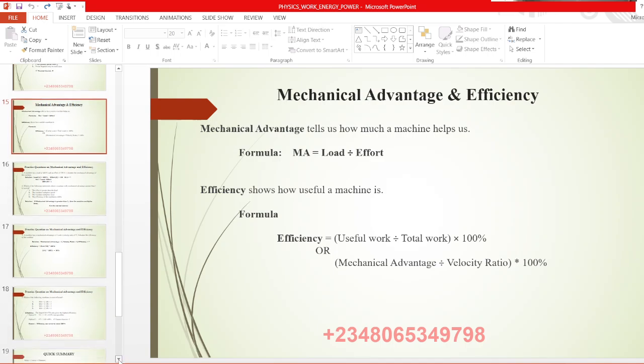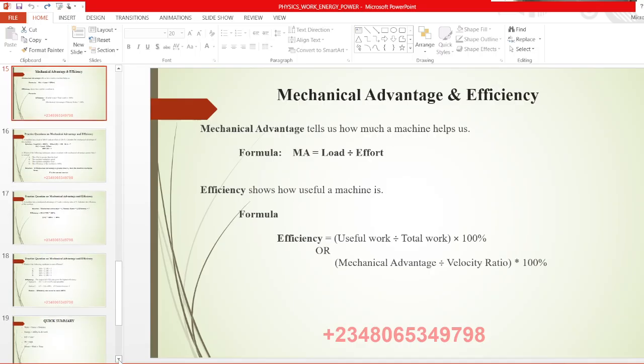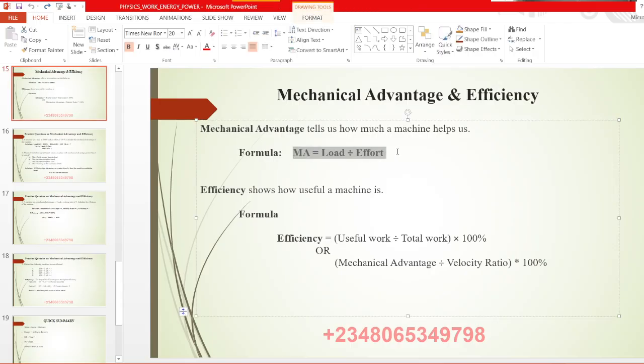We'll be talking again, in another subtopic, about mechanical advantage and efficiency. The mechanical advantage tells us how much a machine helps us, how much it has been able to assist us to do a certain amount of work. It is often calculated as load divided by effort. So when you see a question that has load and effort, you are being told to calculate the mechanical advantage.